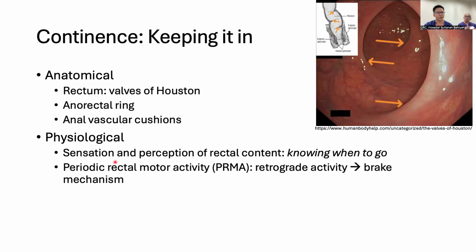Physiologically, there's a concept of sensation and perception of rectal content. When you feel like going to the toilet, you are still able to hold it in and go to the toilet at the appropriate time. And periodic rectal motor activity is a type of retrograde activity, whereby small electrical impulses cause constriction of the muscles that pushes the fecal material backwards instead of downwards. This is a very important motor activity that happens during sleep to prevent feces from going downwards into the anorectal region when you are sleeping. You wake up, you go to the toilet, and that is because of the PRMAs.